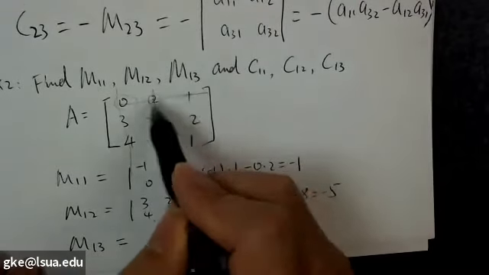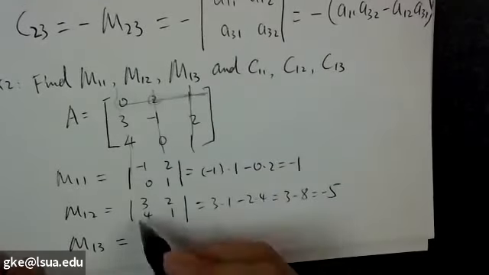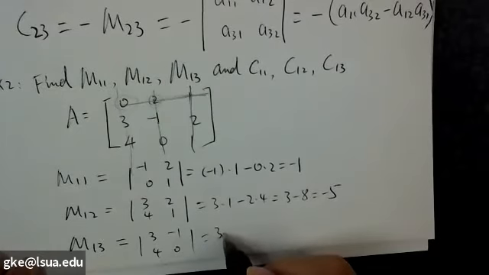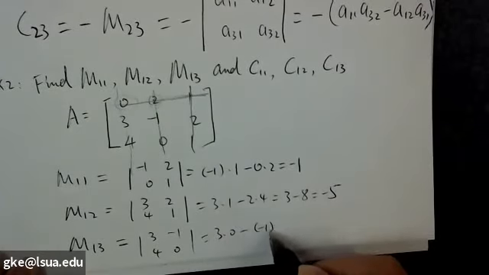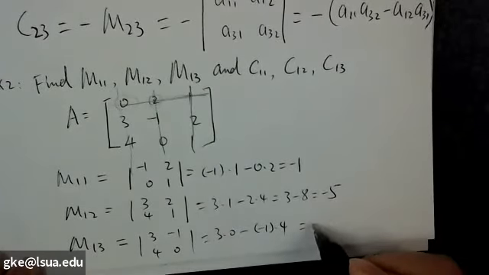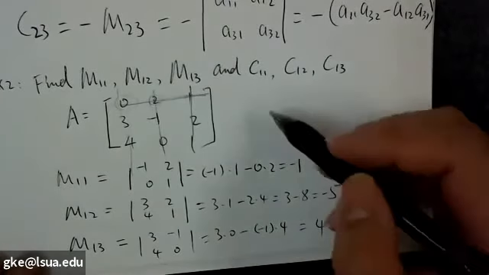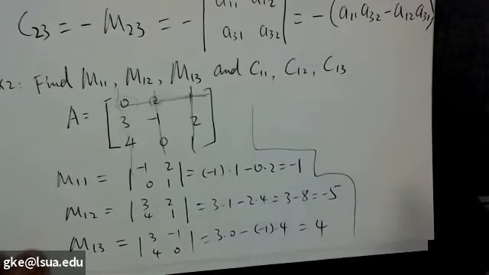M13 should be this one. So 3, -1, 4, 0. 3 times 0 minus -1 times 4 will be 4. We get these three minors.